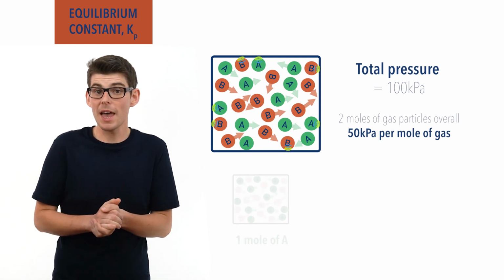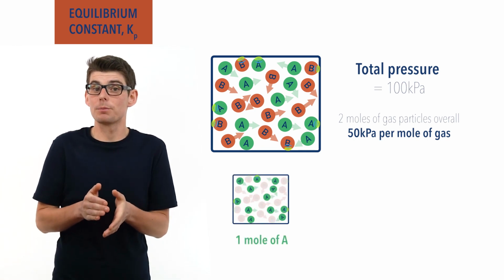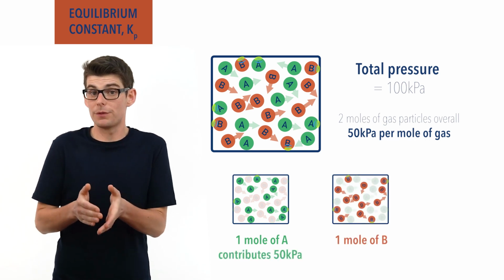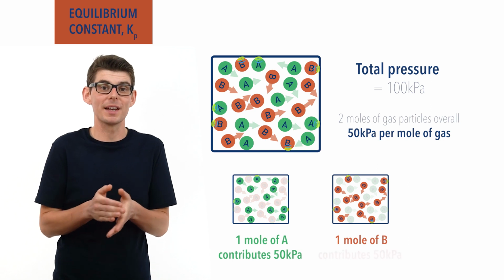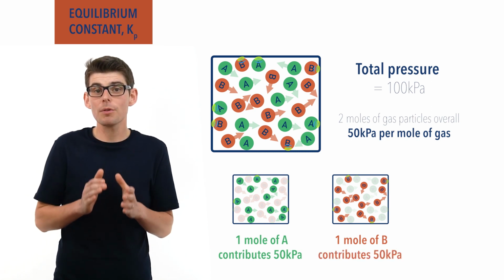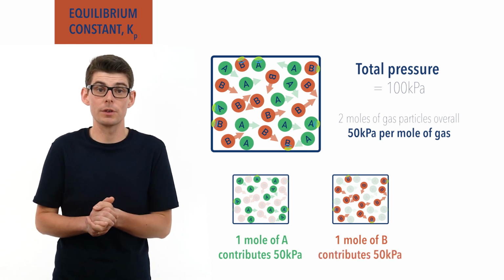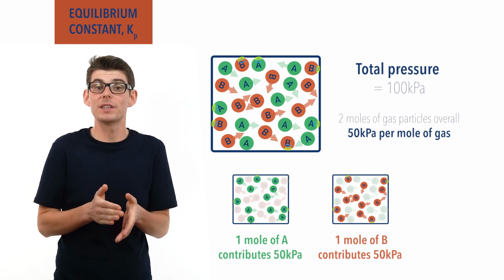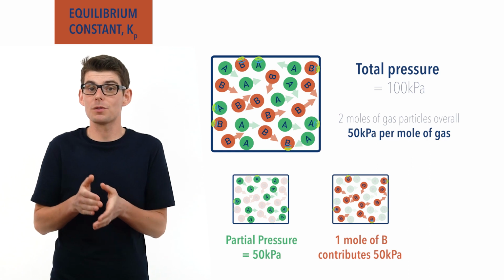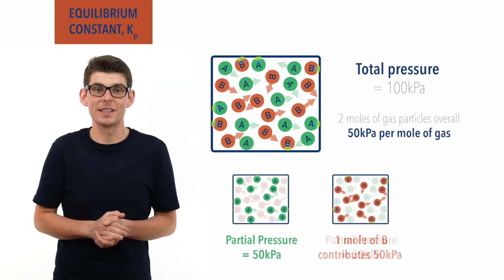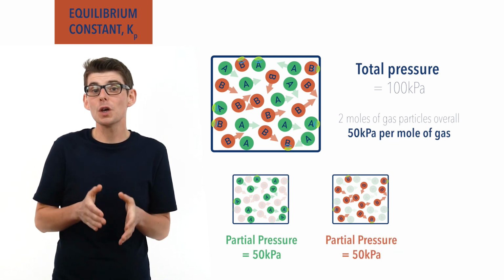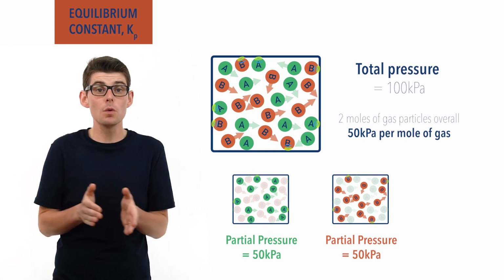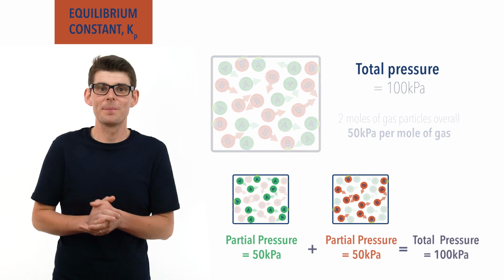There is 1 mole of A, meaning 50 kilopascals of pressure comes from gas A, and there is 1 mole of B, meaning 50 kilopascals of pressure comes from gas B. These pressures are called partial pressures, and in this case, the partial pressure of gas A is 50 kilopascals, and the partial pressure of gas B is also 50 kilopascals. The total pressure in the box equals the partial pressures of all gases in the box added together.